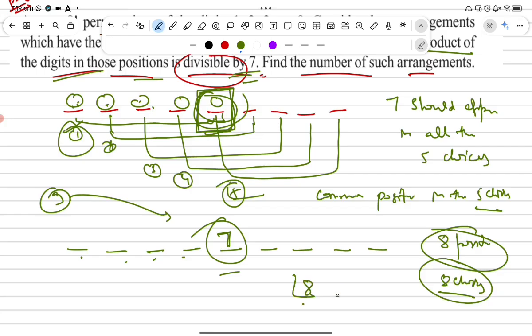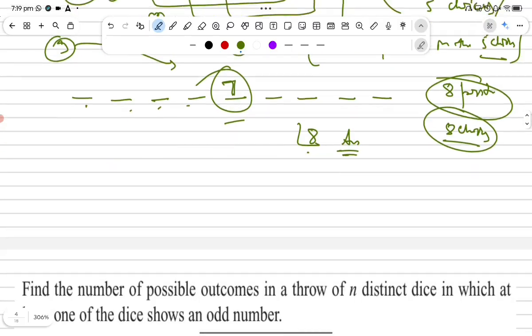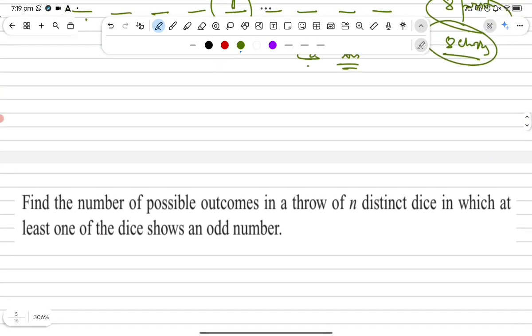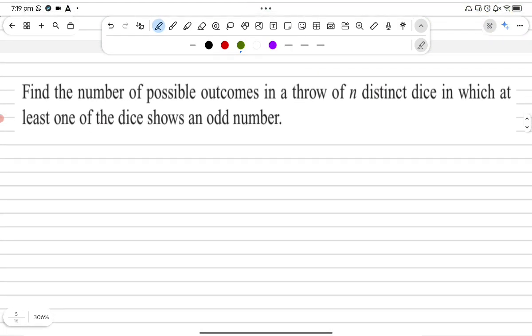That's the answer. I hope you understood this, what we did here. Why was it done? You may want to repeat this. It wasn't that tough, but it's okay. Coming to problem 7.